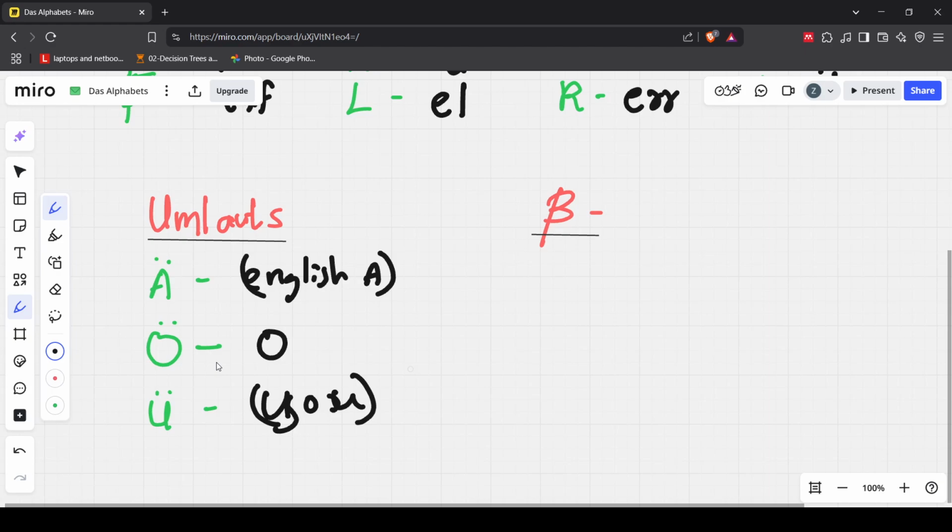And there's one more letter called Yset, and this is only used in German.